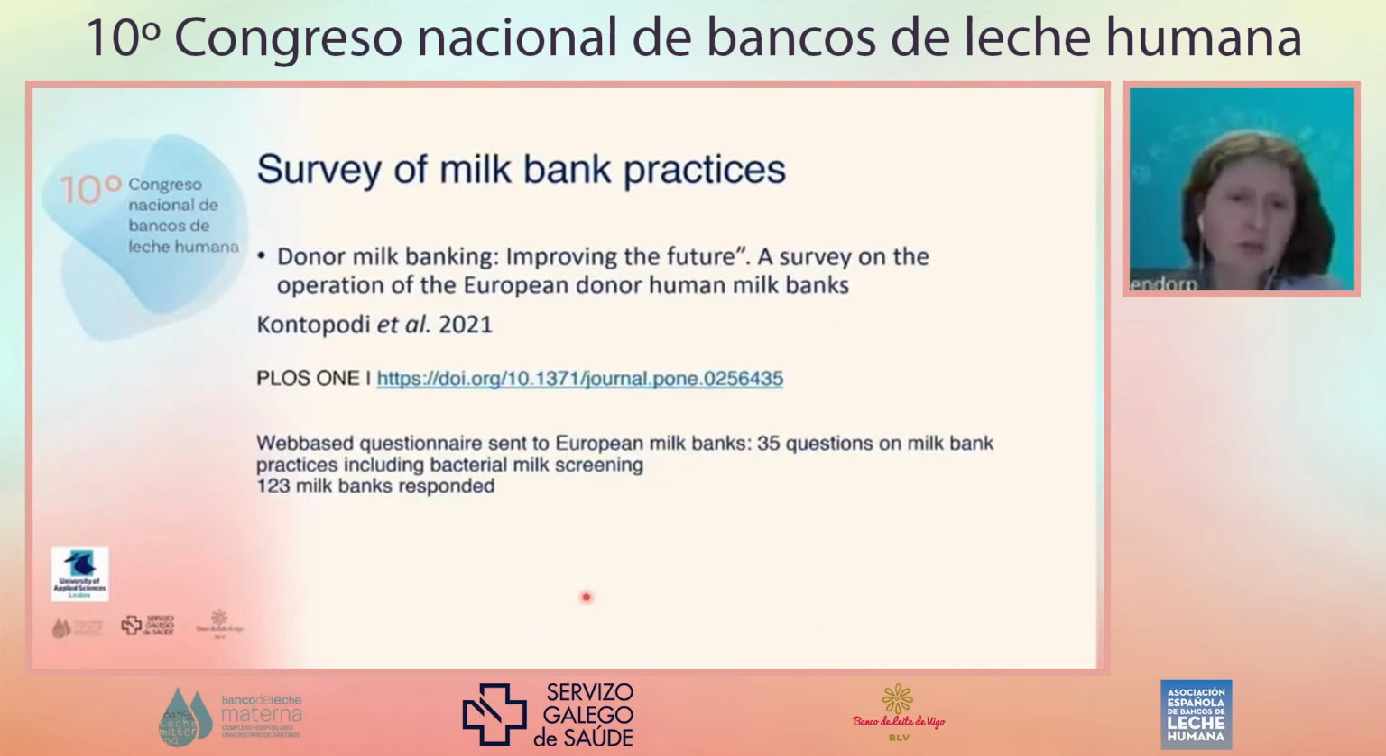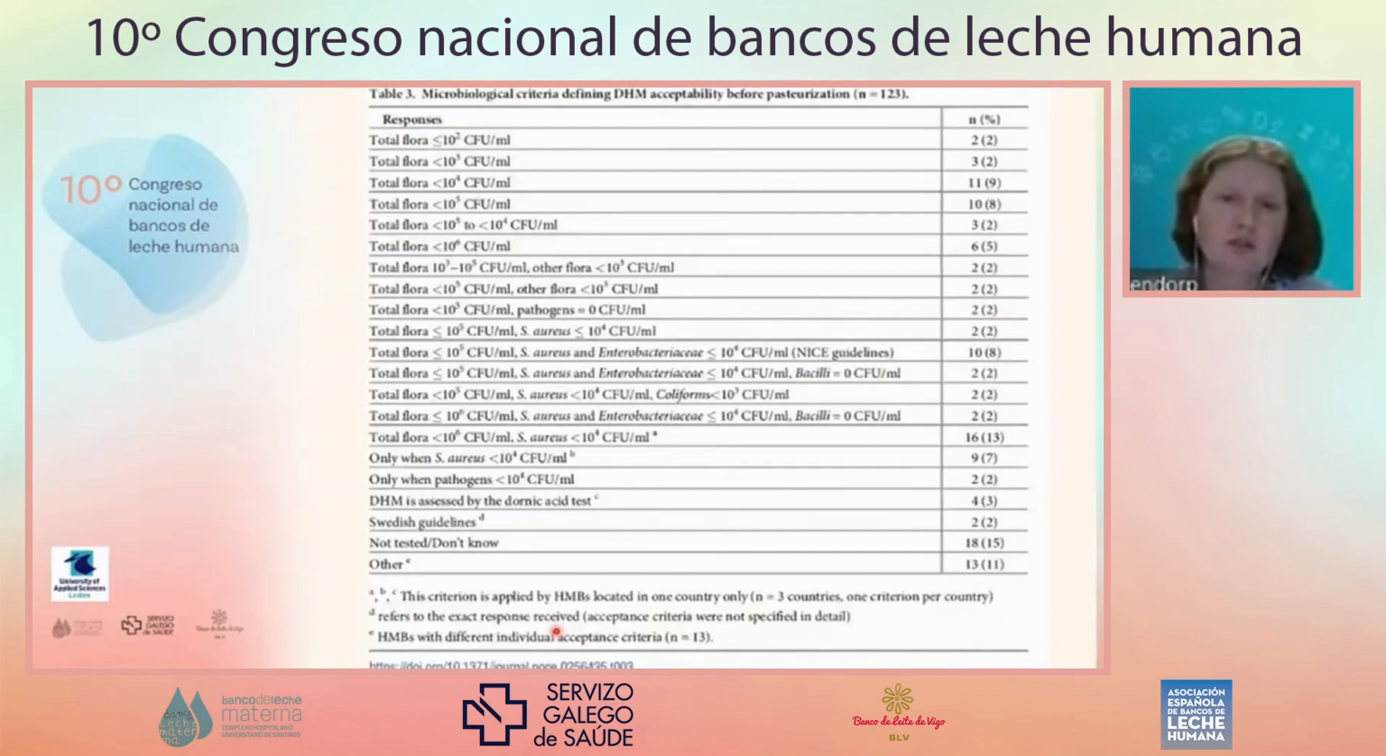So even a more recent paper by Contopodi from 2021, so last year, they also tried to check what is being done in the human milk banks in Europe. So they sent a web-based questionnaire to many milk banks, and 123 milk banks replied, and then they put all this data in a graph to see what is the practices of all these milk banks. So this is a very large table. I'm not expecting you to watch everything. You can check the paper yourself, but there's a lot of variation in which guidelines are being used.